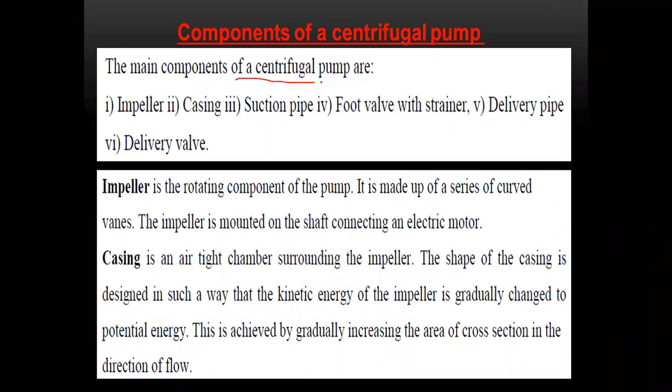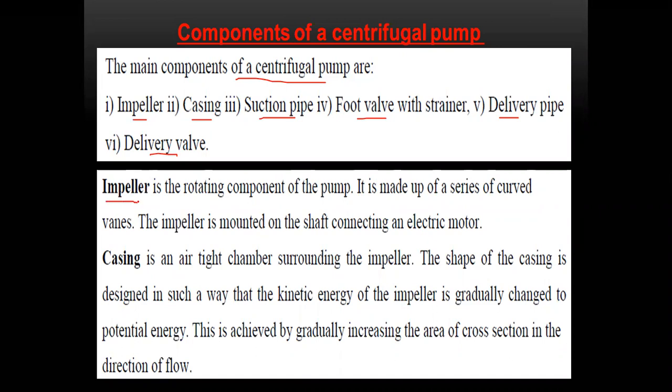Next, coming to the components of the centrifugal pump. The main components of the centrifugal pump are: first impeller, second casing, third suction pipe, fourth a foot valve with strainer, fifth a delivery pipe, and sixth a delivery valve. These are the 6 main components of a centrifugal pump.